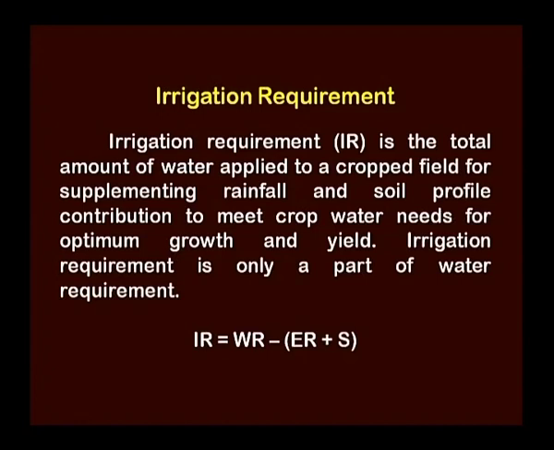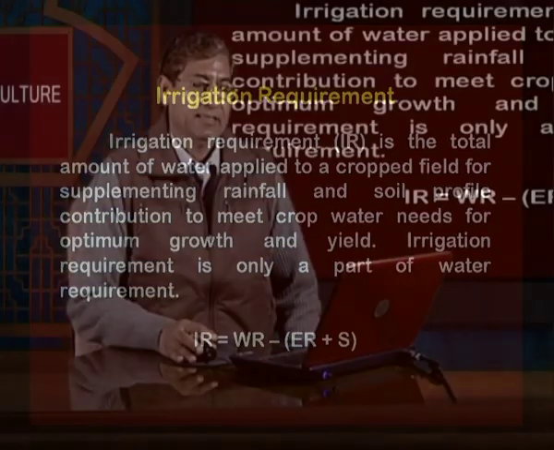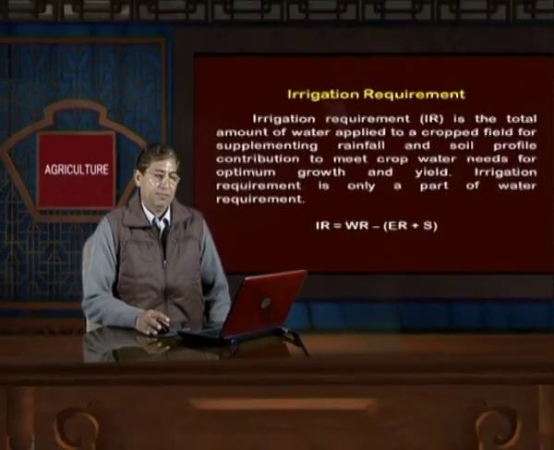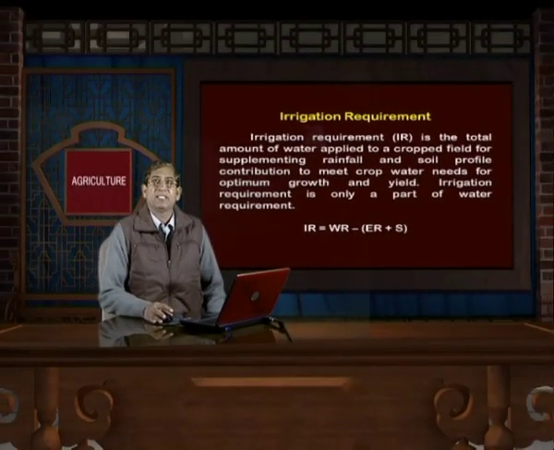Irrigation requirement is the total amount of water applied to a cropped field for supplementing rainfall and soil profile contribution to meet crop water needs for optimum growth and yield. Irrigation requirement is only a part of water requirement, and the irrigation water requirement may be expressed as IR equal to WR minus ER plus S. Here IR is irrigation requirement, WR is water requirement, and ER plus S is effective rainfall plus contribution from the soil profile.